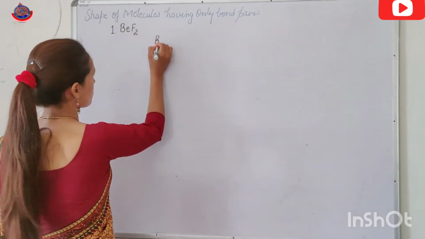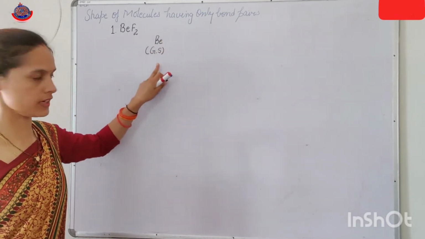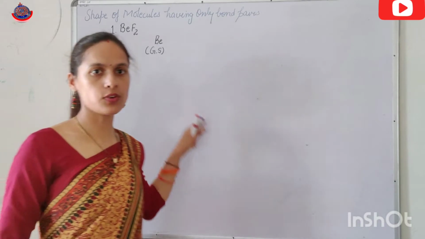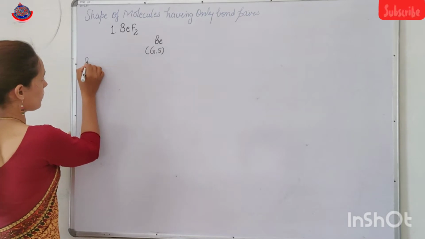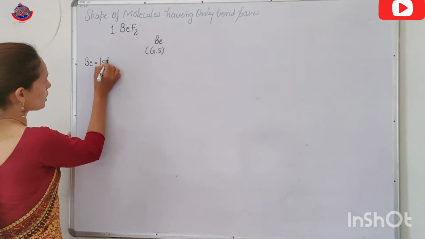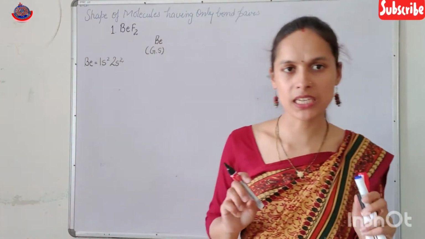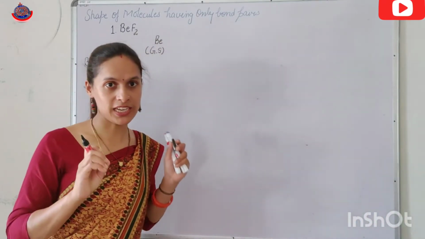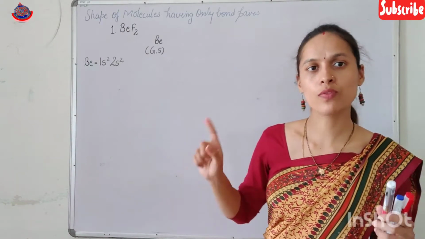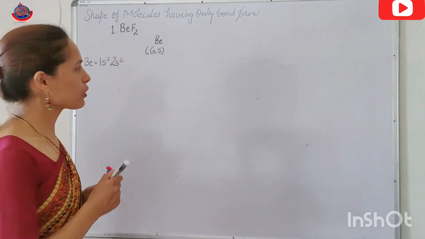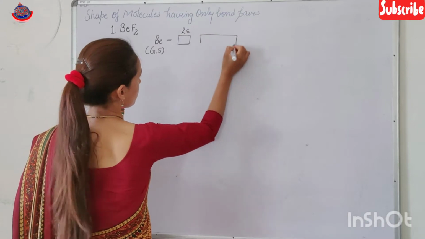So Be, first of all, I'll write the electronic configuration of Be in the ground state. GS means ground state. Now the Be electronic configuration is 1s2, 2s2. Means in Be the valence shell is the second one, because according to hybridization, the valence shell electrons will participate in the bond formation. So it is 2s and 2p.